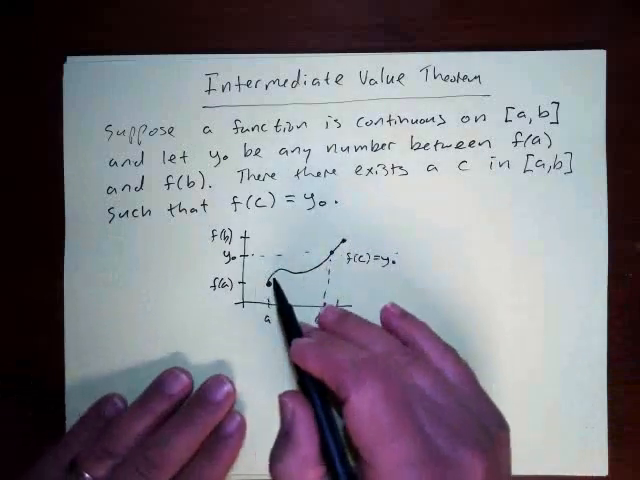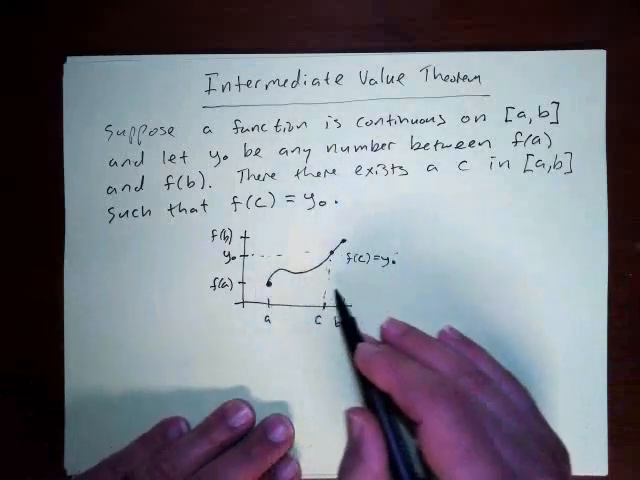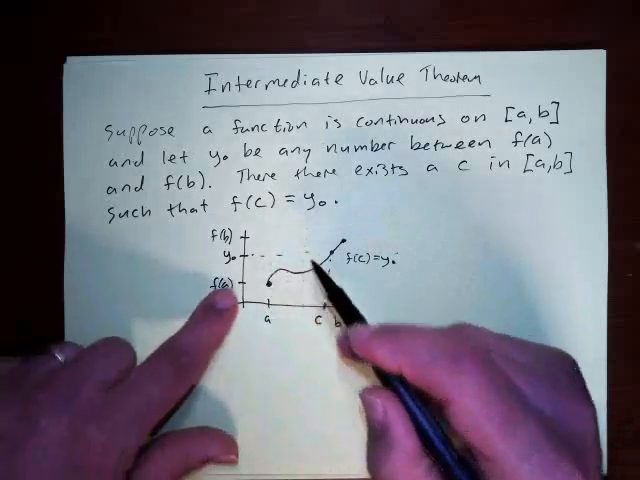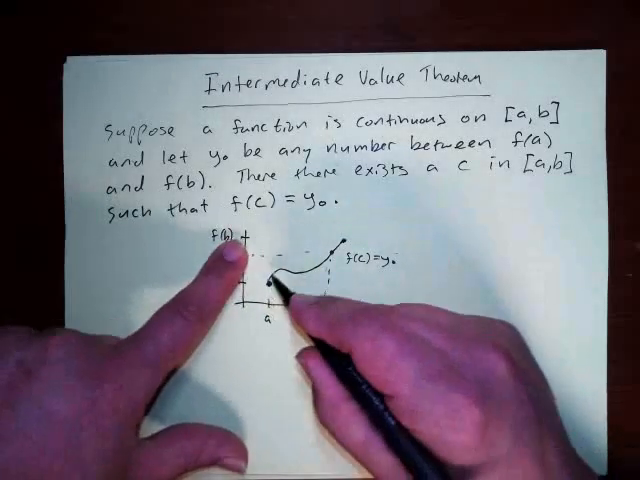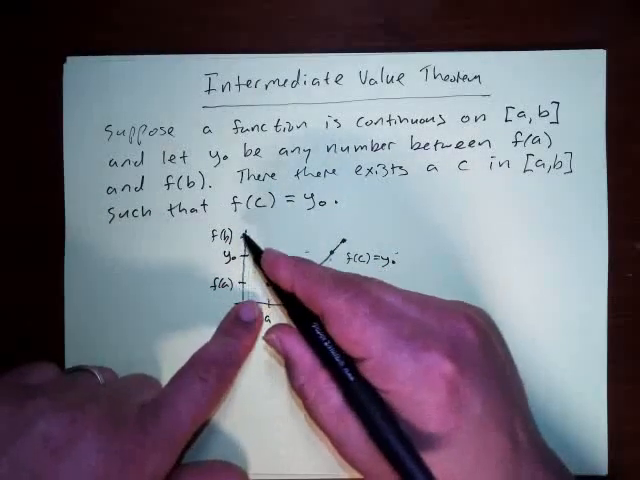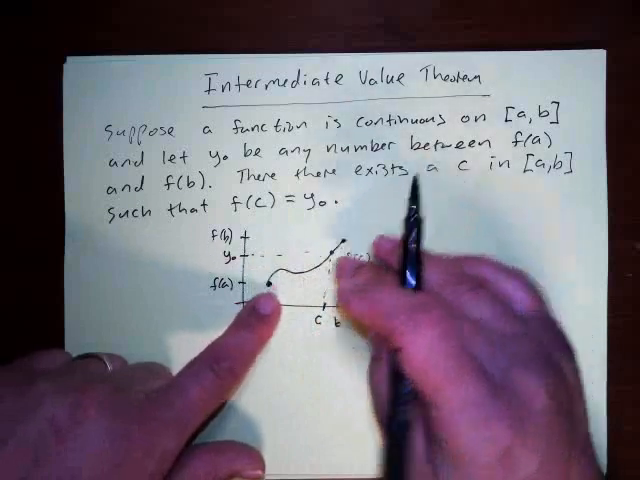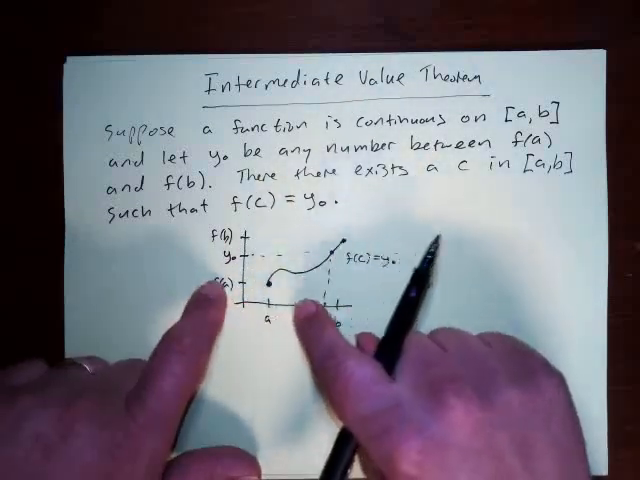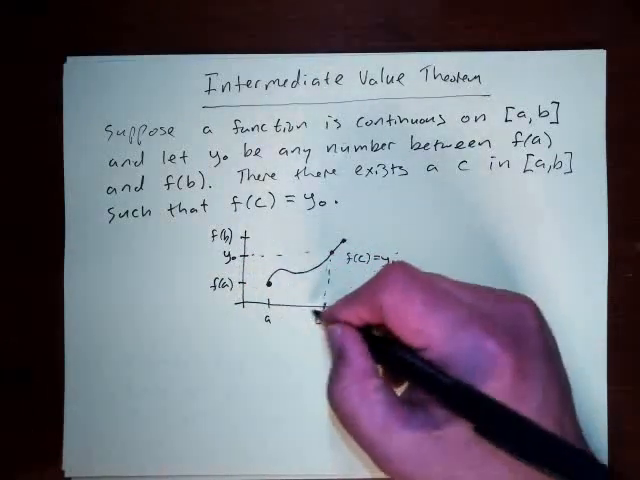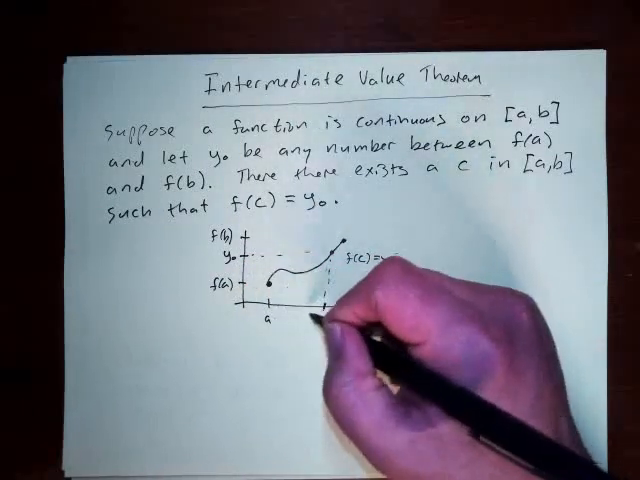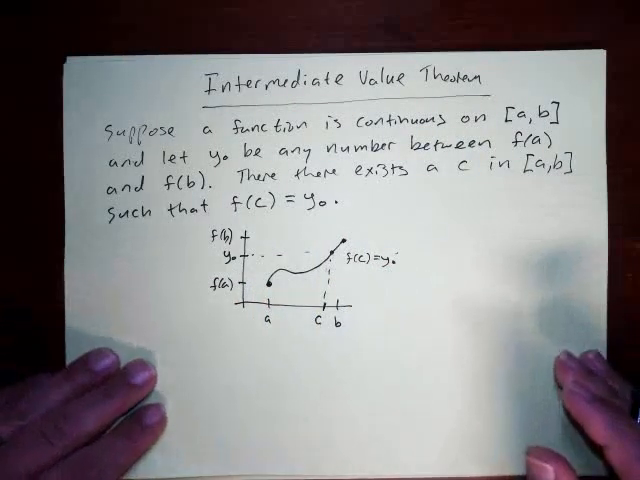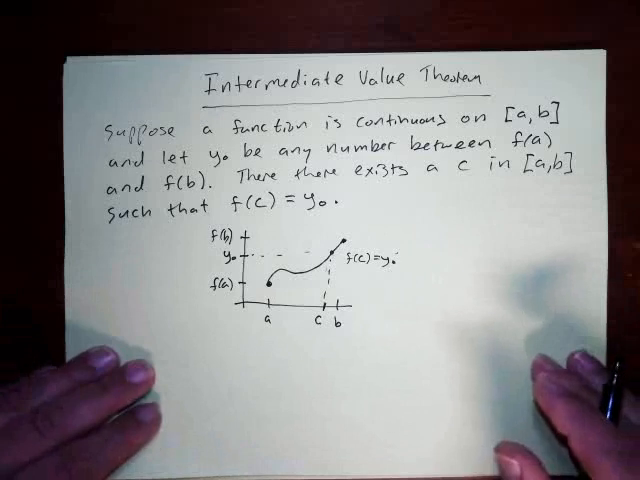One way to think of it is that between a and b, the function is going to take on every value between f of a and f of b, right? Because you've got to connect them up with an unbroken line. So every value between f of a and f of b is going to be taken on by the function between a and b. So if you pick one of those values, then there's going to be a c between a and b such that f of c is equal to that value. So that's the intermediate value theorem.